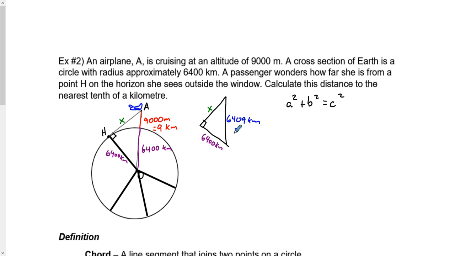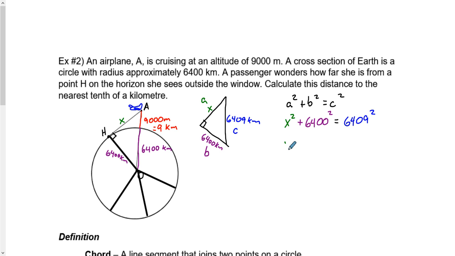So first off, this is our c. These two sides could be interchangeable. One could be a, one could be b, and it doesn't really matter. We'll call this one b. So that means that this is a. So we have a squared, which we don't know, so it's x squared, plus our b squared. Well, we know what b is. It's this 6,400. And it equals c squared, which is 6,409 kilometers squared.